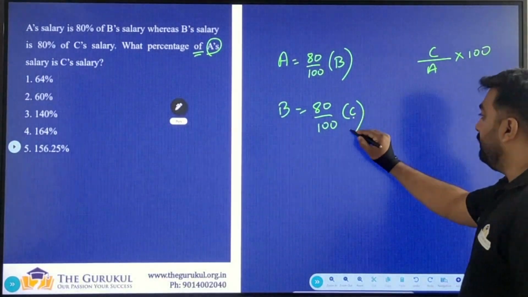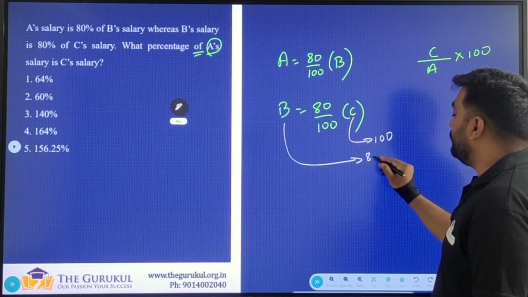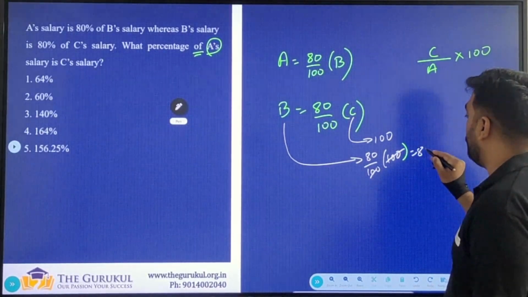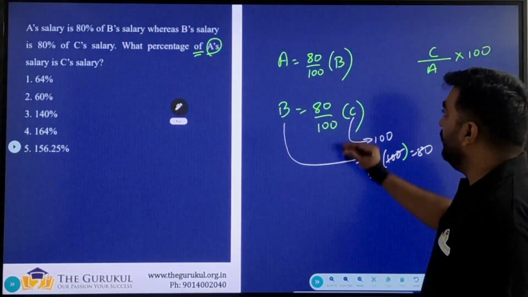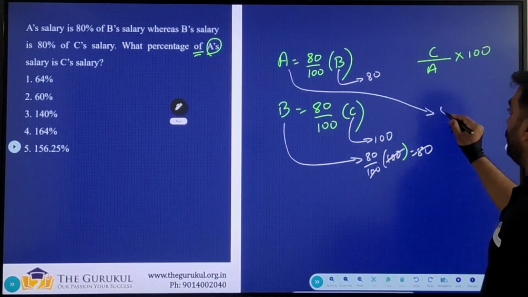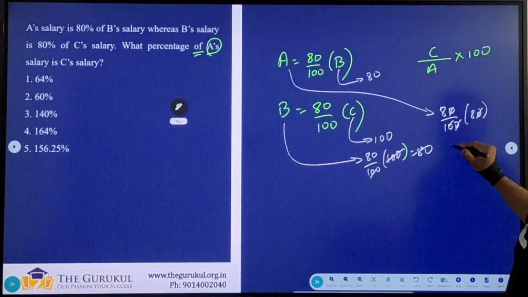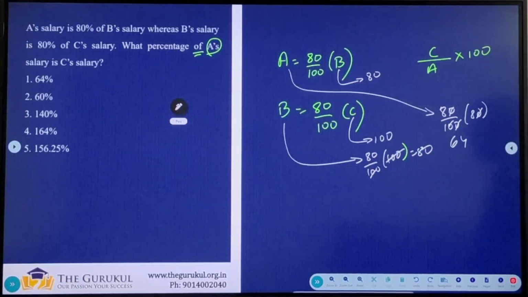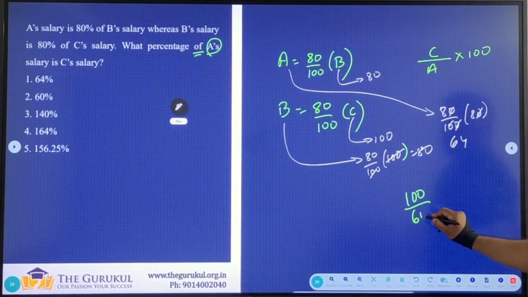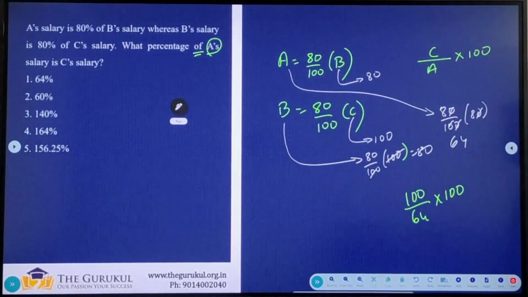Let us start the problem with assuming this is 100. Then B value will be equal to 80% of 100. This gets cancelled, which is equal to 80. Okay, if B is 80, A value will be equal to 80% of 80. This gets cancelled, 64. Substitute the values. C is 100 by 64. We want percentage, multiplied with 100.